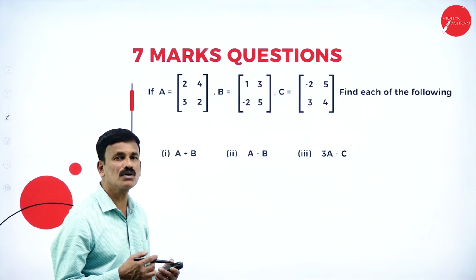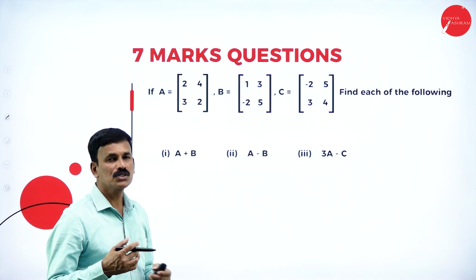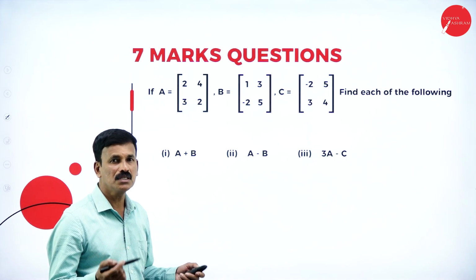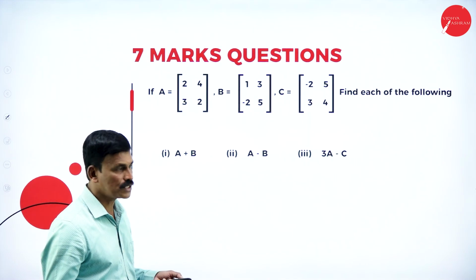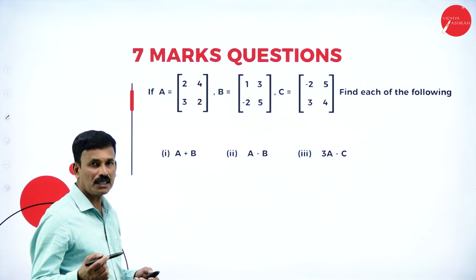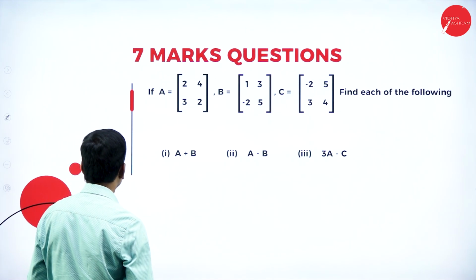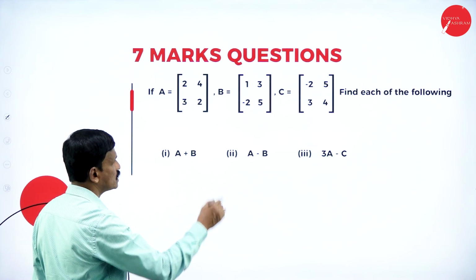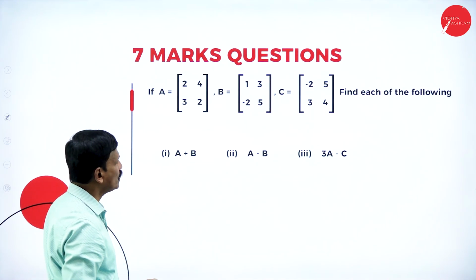The next concept is the operations on matrices. In operations on matrices, you are going to study addition, subtraction and multiplication of matrices. Let me take a few examples on addition, subtraction and matrix multiplication. Now, if A is equal to [2, 4; 3, 2], B is equal to [1, 3; minus 2, 5] and matrix C is equal to [minus 2, 5; 3, 4], find each of the following.